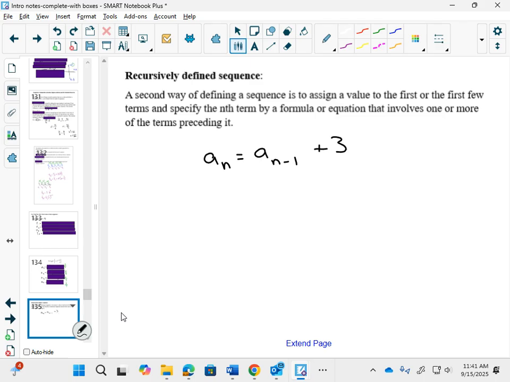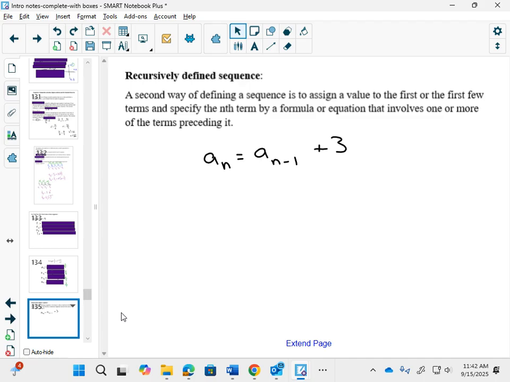This would be an arithmetic sequence. In a recursive one, you always say something with the previous one to find the next one. It's what your brain does naturally when you're looking for patterns. How do I use the previous one to find the next one? Like the geometric ones? Oh, I keep doubling. What's the problem with recursive formulas?